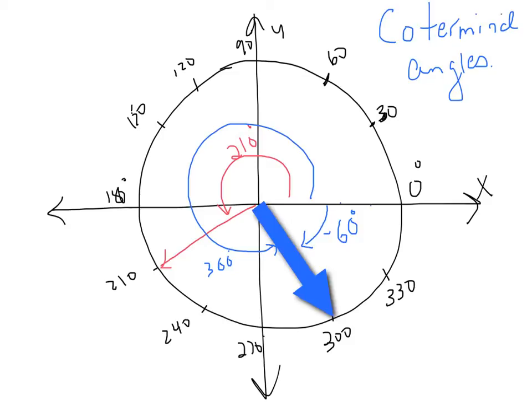Coterminal angles are angles of rotation that share a terminal side. That prefix co means to share. So coterminal angles share a terminal side.